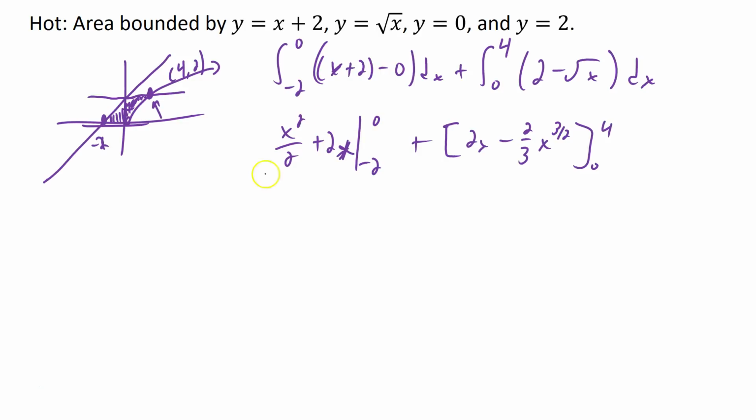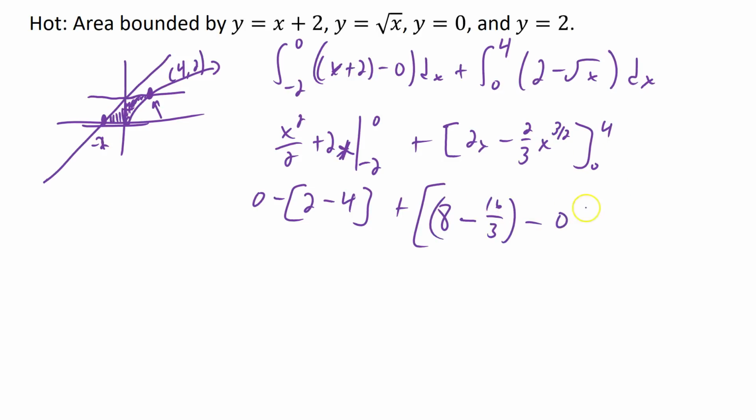Okay, plug 0 in here, everything goes away. Wonderful. Plus, so it's going to be 0 minus, plug negative 2 in, that's 4/2, which is 2, minus 4. Then we add to that, let's see, plug 4 in here, you get 8 minus 4 to the 3/2, the square root of 4 is 2. 2 cubed is 8 times 2 is 16/3. And then you subtract from that, when you plug in 0, you just get 0.